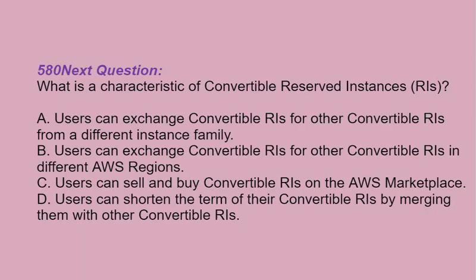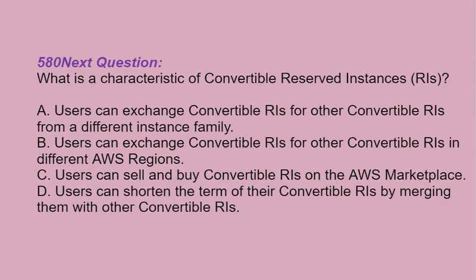Option C, users can sell and buy convertible RIs on the AWS marketplace. Option D, users can shorten the term of their convertible RIs by merging them with other convertible RIs. Correct answer is option A.